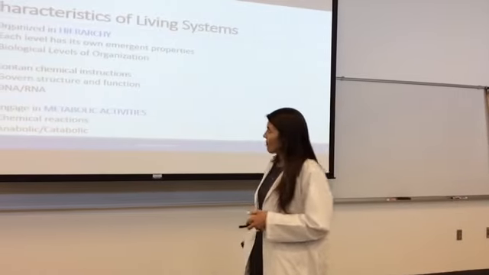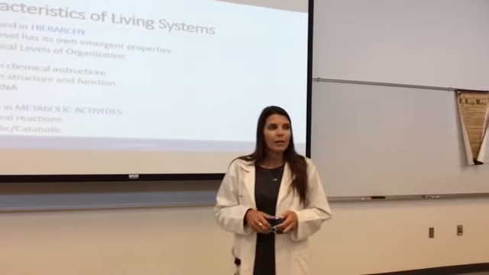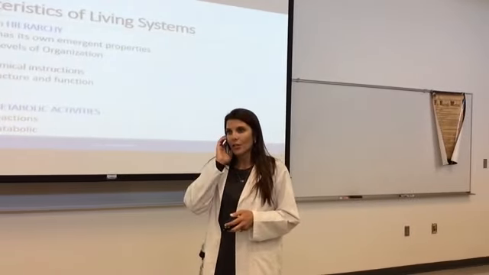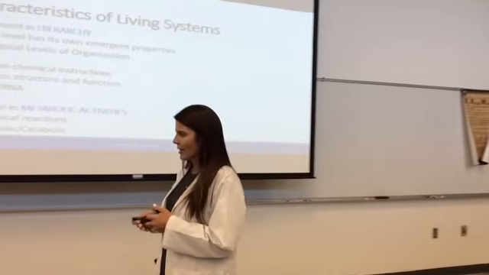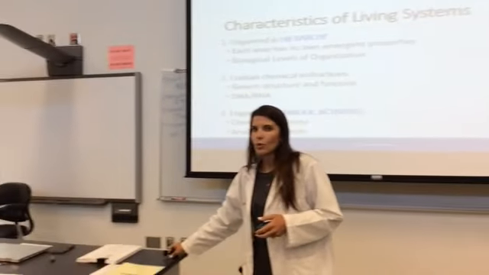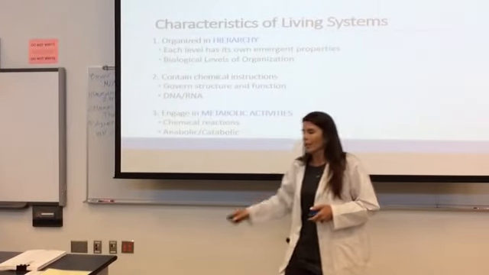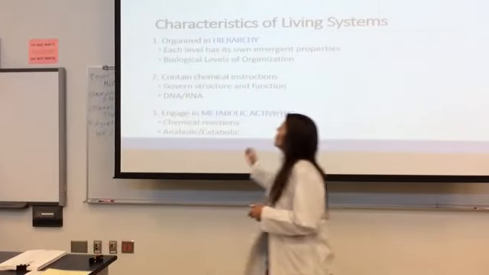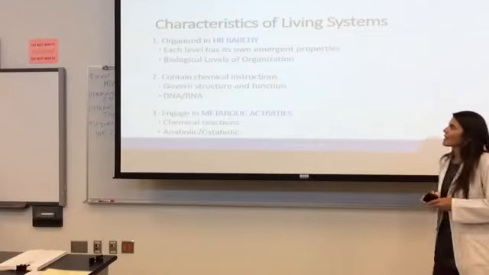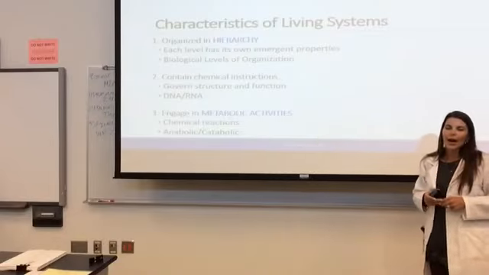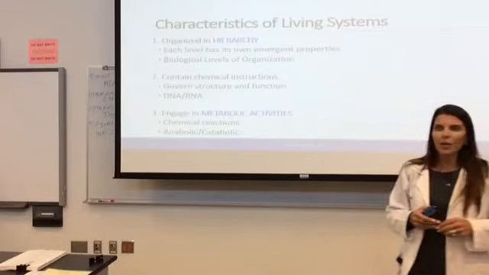So all living organisms have 7 characteristics. So that'll be what will be listed on the next few slides. The 7 characteristics. The first characteristic is that these organisms are organized into a hierarchy. Does anyone know what a hierarchy is?